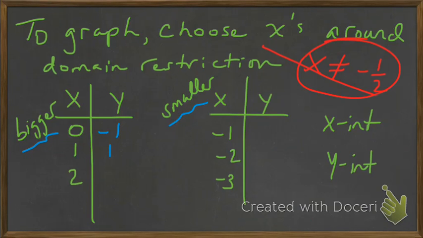If x is 1, y is 1. When x is 2, y is going to be 7/5, or 1.4. If x is negative 1, y is 5. When x is negative 2, y is 3. And x of negative 3 goes with a y value of 13/5, or 2.6. Don't forget that x-intercept is 1/4, and the y-intercept, again, is negative 1.